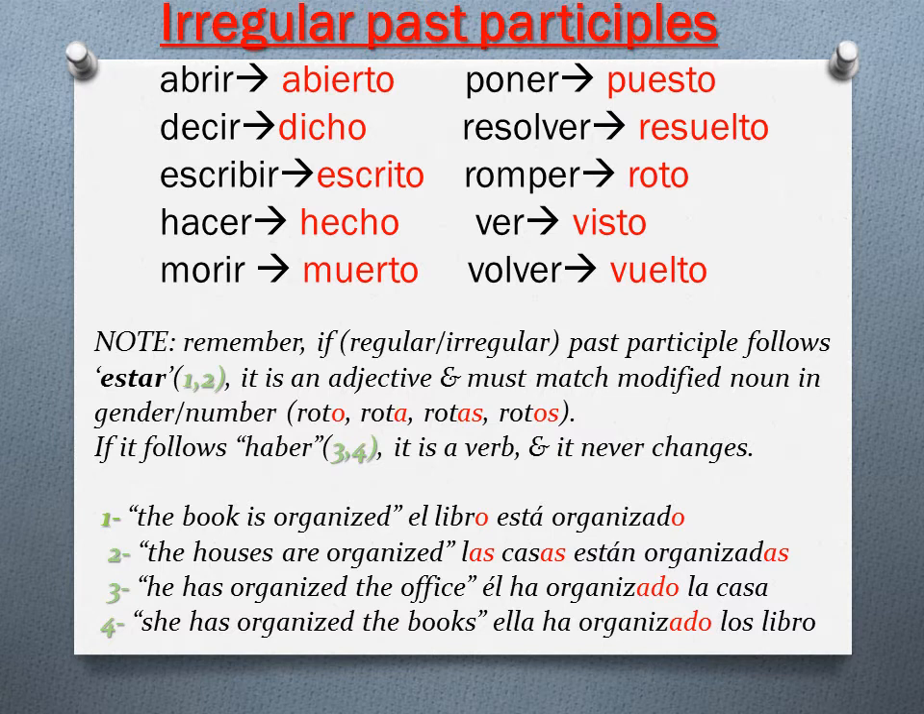The sentences here, 1 through 4. The book is organized: we have the verb estar in Spanish, so the past participle does change in 1 and 2. So the book is organized, el libro está organizado. Number 2, the houses are organized, las casas están organizadas. Notice the as all over because casa is feminine and in this case it's also plural. Casas should be organizadas. But in the last 2 sentences, organized is an actual verb in past participle.